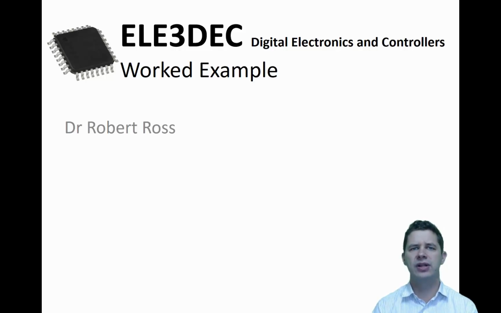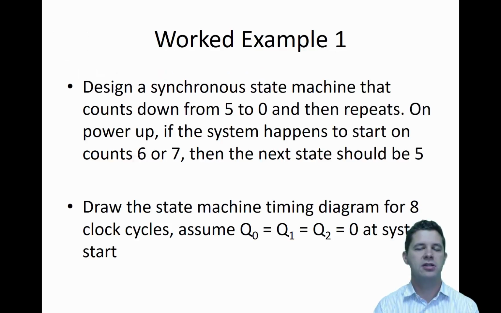Okay, finally, let's go through a worked example of some synchronous design. Essentially what we're going to create is a small state machine where we actually go through and work out our flip-flops and how we design these things and use some Karnaugh maps. So we're going to design a synchronous state machine that will count down from 5 down to 0. So we've got 6 different states here: 5, 4, 3, 2, 1, 0, and then it will repeat.